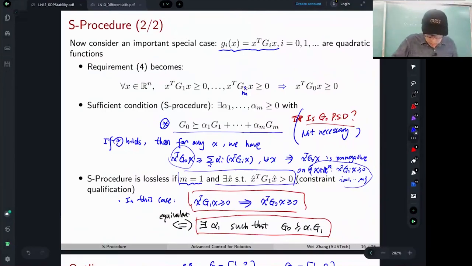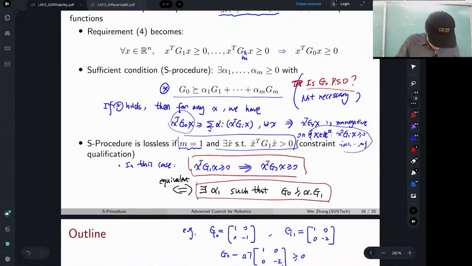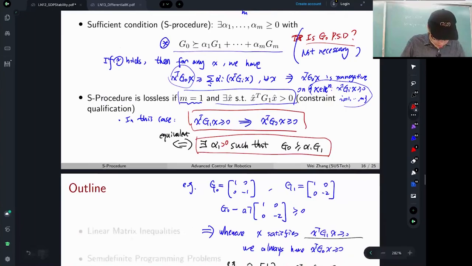Let's continue. There are a few typos. One was pointed out: this should be there exists alpha bigger or equal to zero. Of course, the multiplier has to be non-negative over the entire space. If it's a constant, it has to be a positive constant. That ensures the S procedure holds.